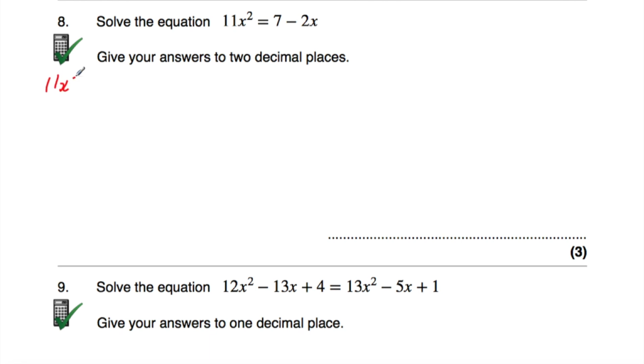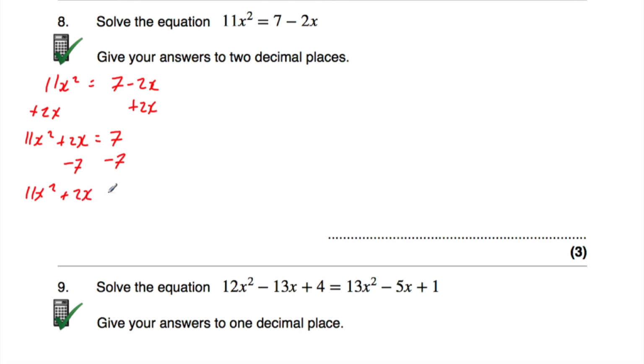So we've got 11x squared equals 7 minus 2x. I'm going to start off by adding 2x to both sides, so add 2x and add 2x. So the left hand side will become 11x squared plus 2x equals 7. Now we want it to equal 0, so we don't want the 7 here, so let's take away 7 and take away 7. So we're going to get 11x squared plus 2x minus 7 equals 0. So we've got our quadratic now and it equals 0. So we now know that a is equal to 11, b is equal to 2, and c is equal to negative 7. So we've got our values for a, b, and c.